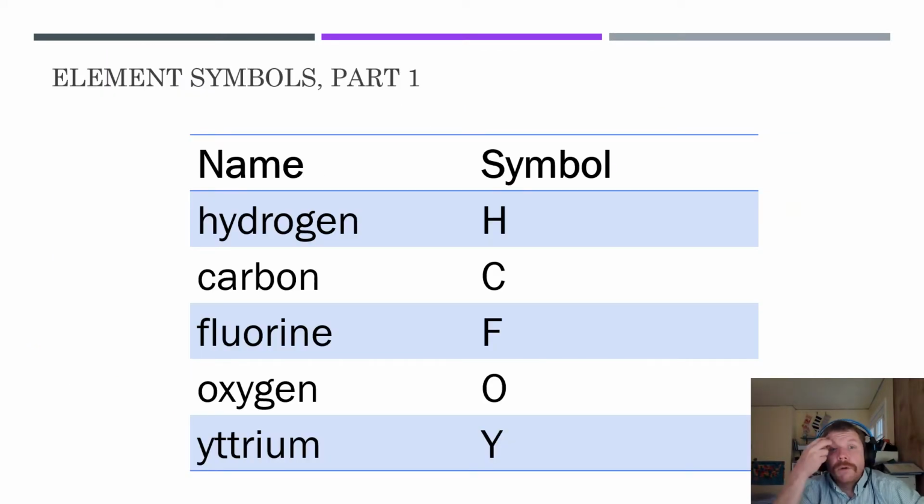Okay, now when we look at the periodic table, we have a series of symbols. So as an example, some of the most common ones that you will use in this class are displayed right here. Hydrogen, carbon, fluorine, oxygen. Deuterium is not necessarily one that we will see often, but these are all elements that are represented by a single letter symbol.